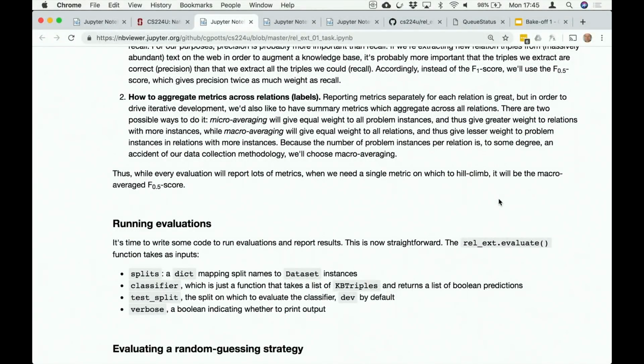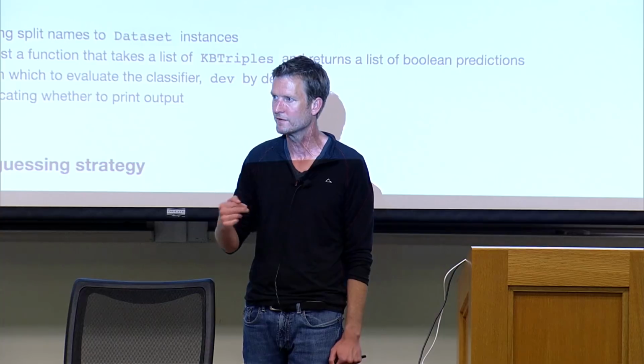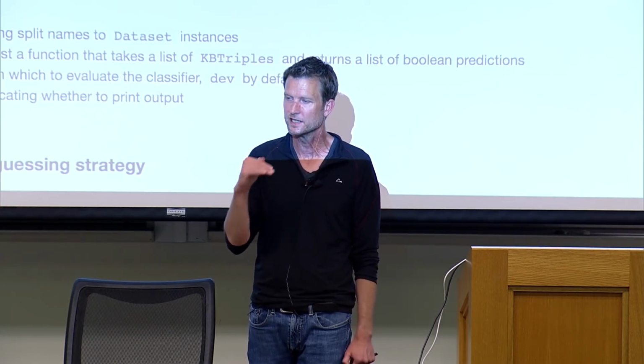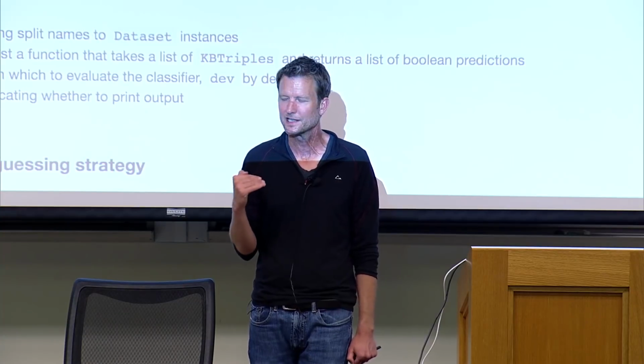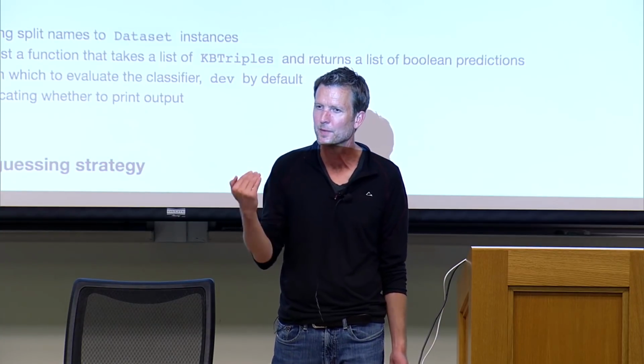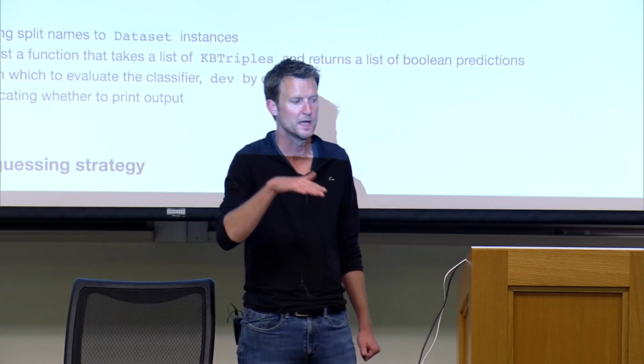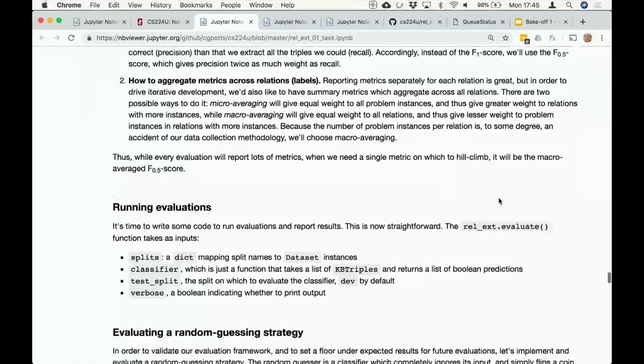We also want to have a summary statistic that averages across labels. So we'll compute precision, recall, and F0.5 for each relation separately, but we want to have a way to combine it all into one summary statistic, an average, and the only question is whether to do a micro average or a macro average. We're going to do a macro average, which gives equal weight to each relation because it doesn't really matter how many instances happen in this data set to fall into each relation. So we're going to treat each relation as equally important.